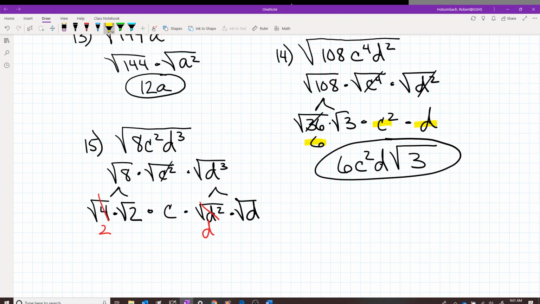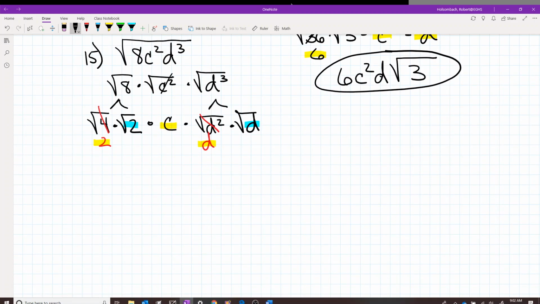So now you're going to combine everything that's not under the radical, which is the 2, the c, and the d. And then you're going to combine everything that is under the radical, which is the radical 2 and the radical d. So here's what it looks like in simplest form. You got 2cd times the square root of 2d. There's your simplest form.